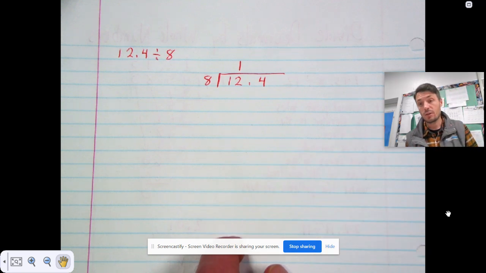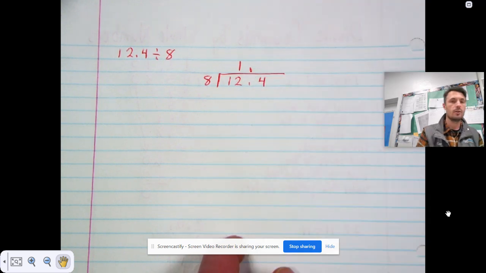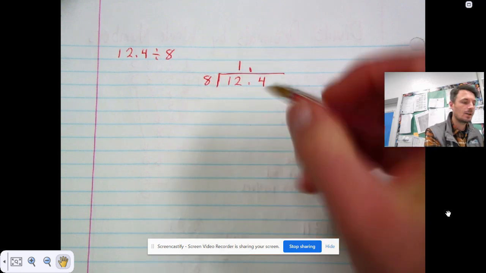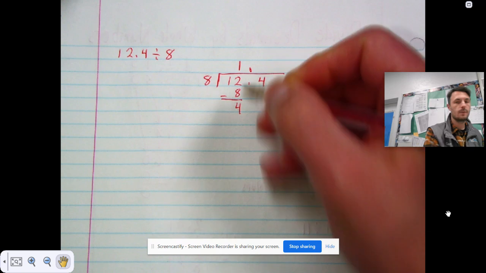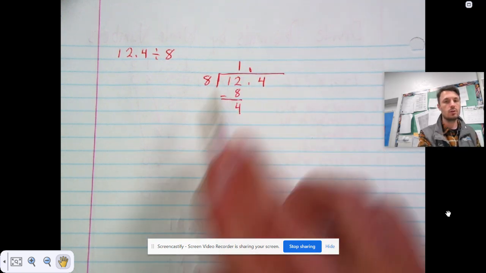Oh, and I forgot the first step, which is decimal takes the elevator to the top floor. Ding, ding, going up. It goes right here. Okay, we just put 8 into 12. It fits in 1 time. 1 times 8 is 8. Now we subtract. 12 minus 8 is 4. Is 4 smaller than 8? Yes, that's how we know this 1 is correct.